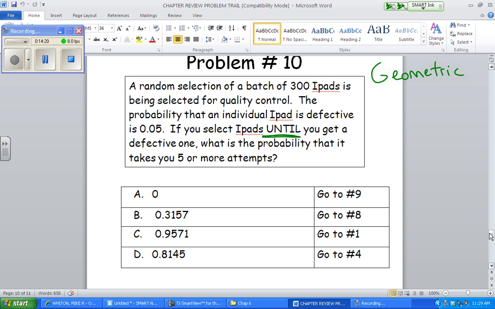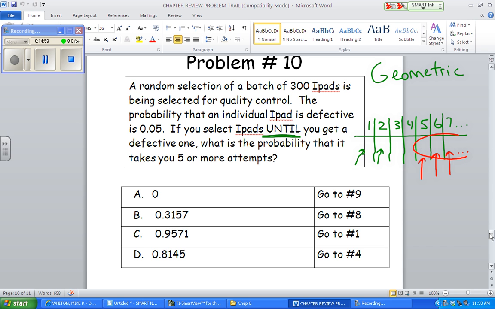So again, think about the table. You could get it in your first attempt, second, third, fourth, fifth, sixth, seventh. And it's going to keep going on here. And again, these are the number of draws until you get a defective one. There's some chance that you get a defective one on your first attempt. That number would go here. There's a chance you get it on your second attempt. That would go there, and so on. So this question is asking 5 or more attempts. So it's saying add up everything from 5 and up. It takes 5, takes 6, takes 7, anything more than that.